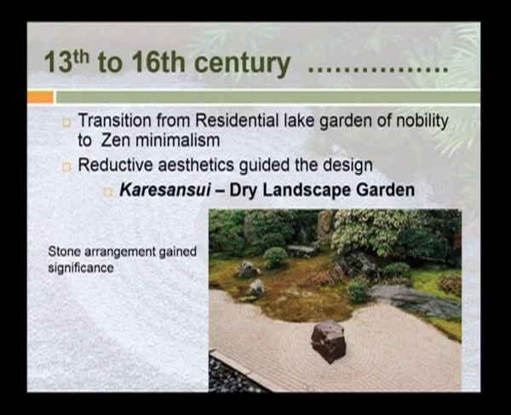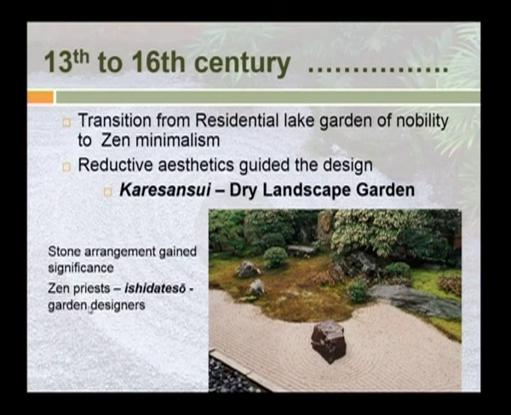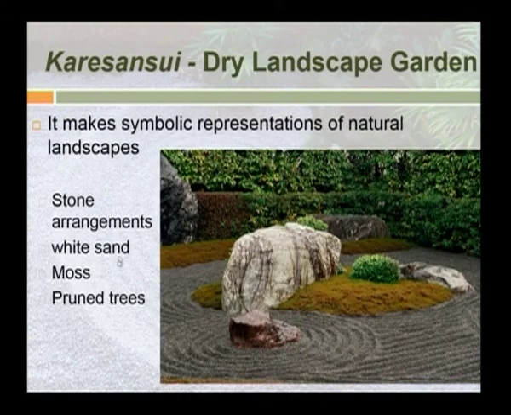As you can see here, in the dry landscape gardens, stone arrangement, moss and sand gravels are used. During this period, the Zen priests became garden designers. So, Karesansui or dry landscape gardens make symbolic representation of natural landscapes. In such gardens, stones, white sand, moss and pruned trees were used to symbolically represent nature. For example, the sand which is raked here, you can see the patterns. The sand along with stones are used to represent ocean or a lake with islands.